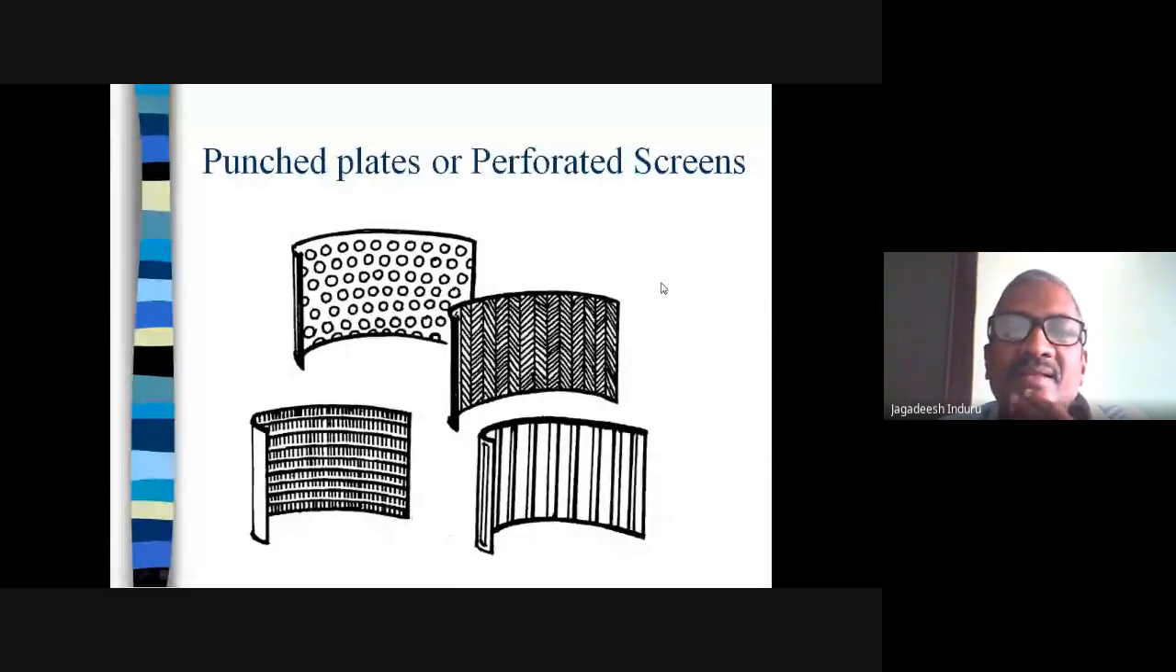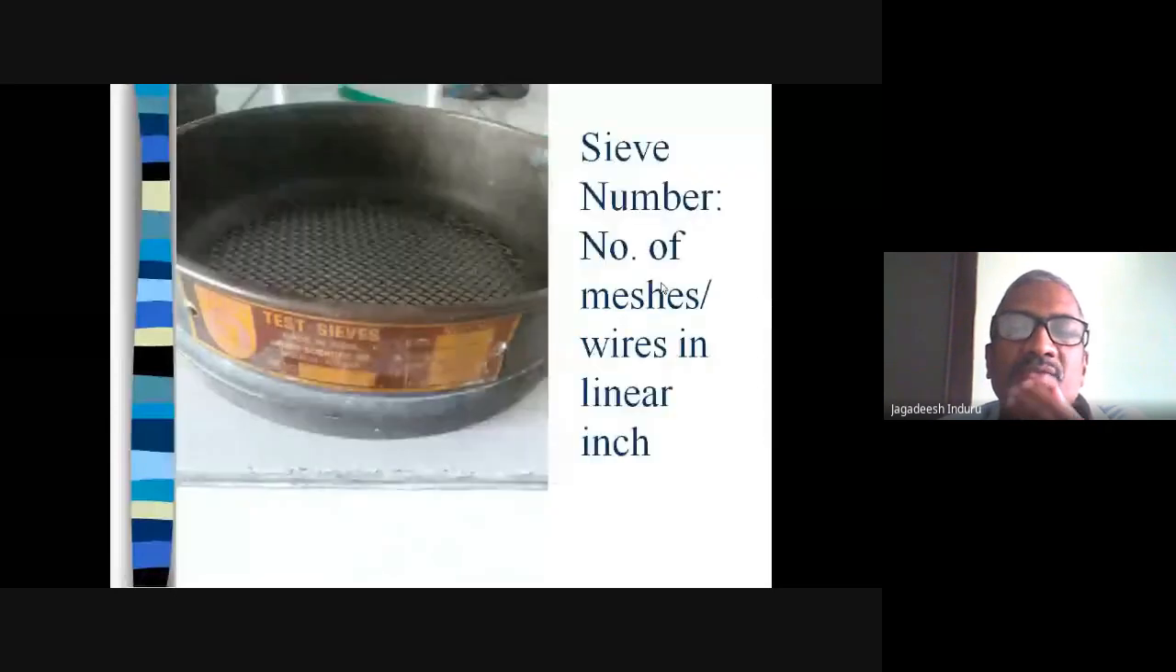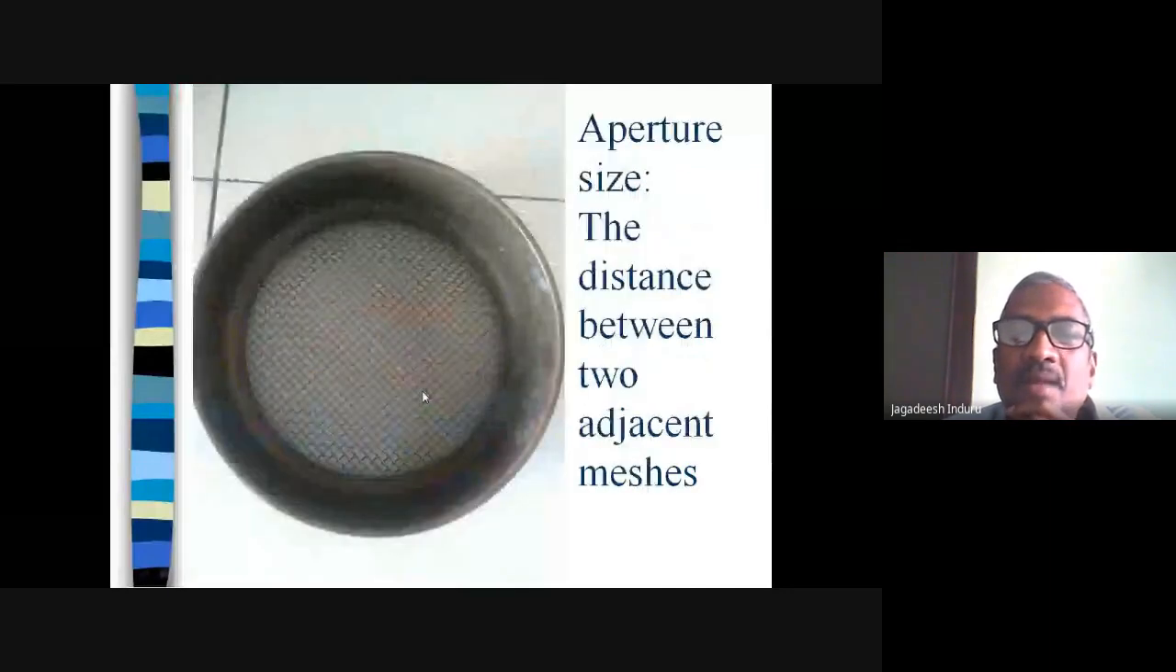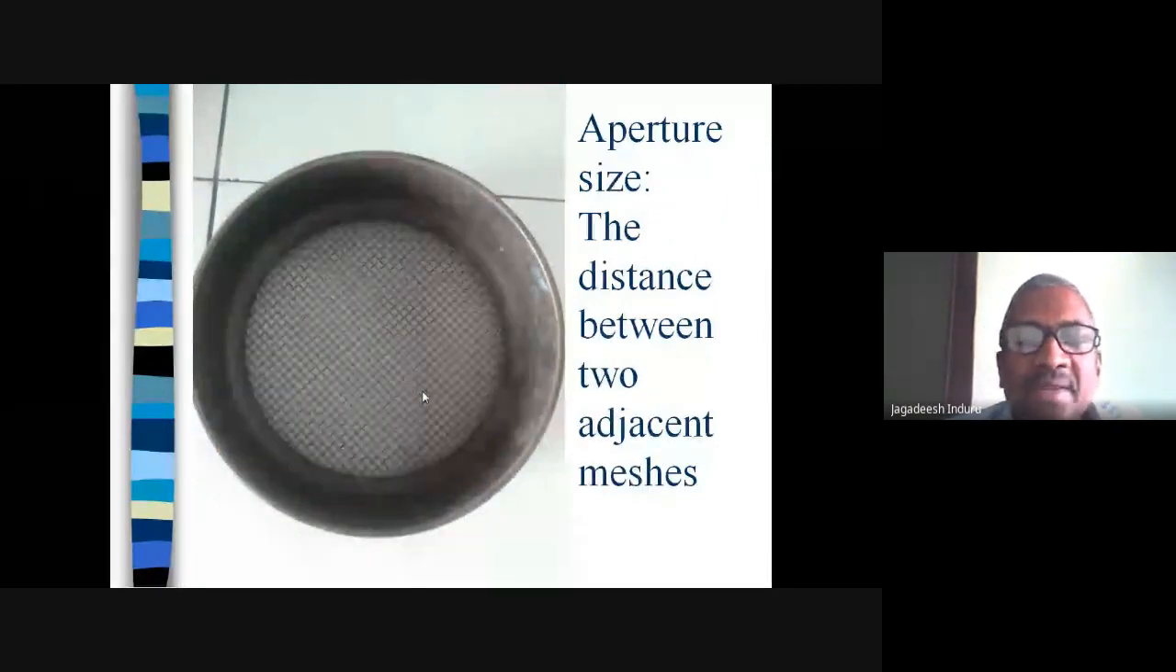What you are seeing on the screen now is the sieve which we have in our laboratory, where the sieve number is the number of meshes or wires present in 1 linear inch. 1 inch is equal to 2.54 centimeters or 25.4 millimeters. This is the top view of it. If you see, there is a distance between the two meshes or wires. This is called the aperture size, the aperture size of the opening.